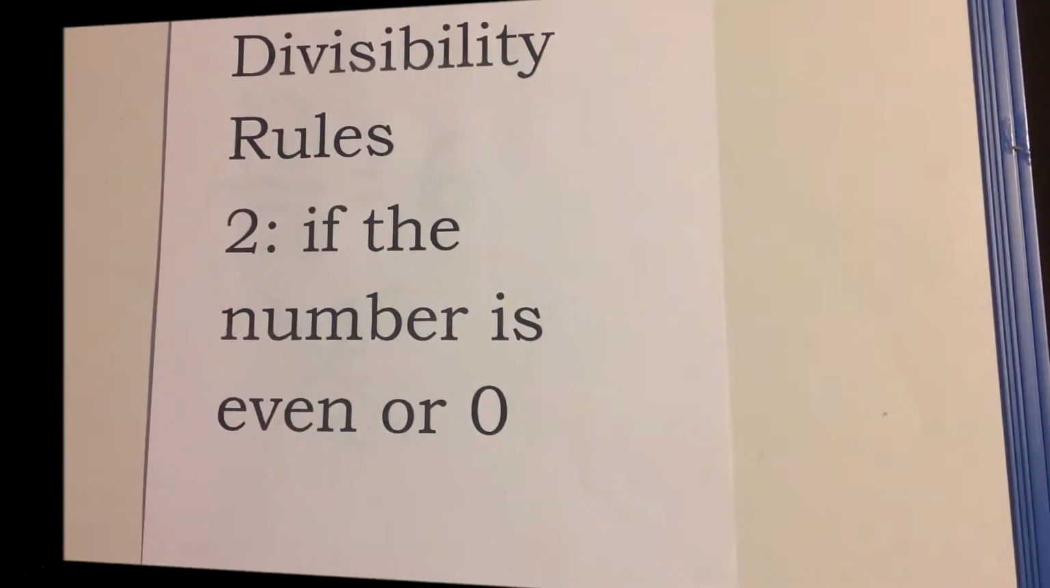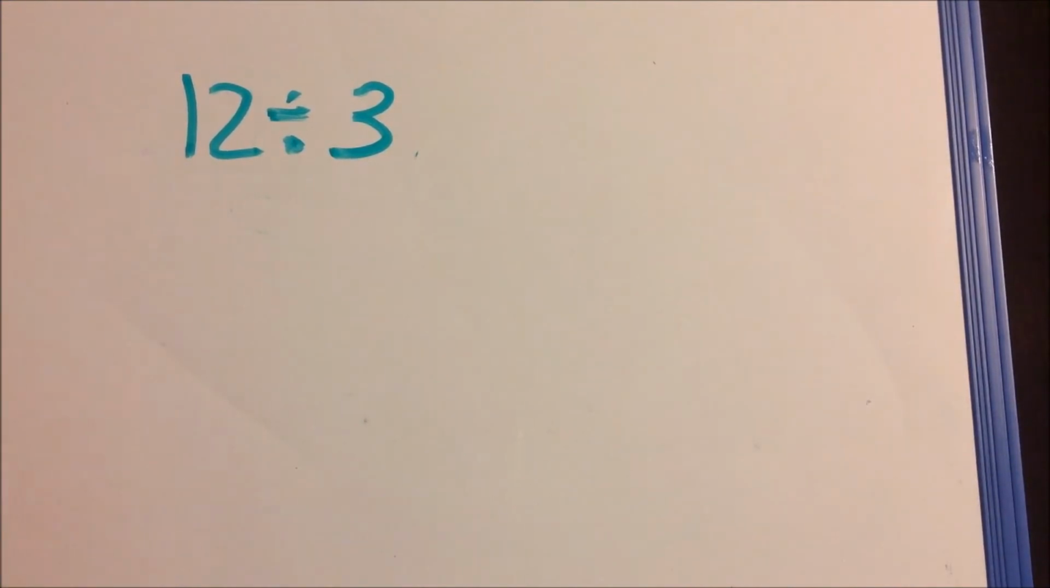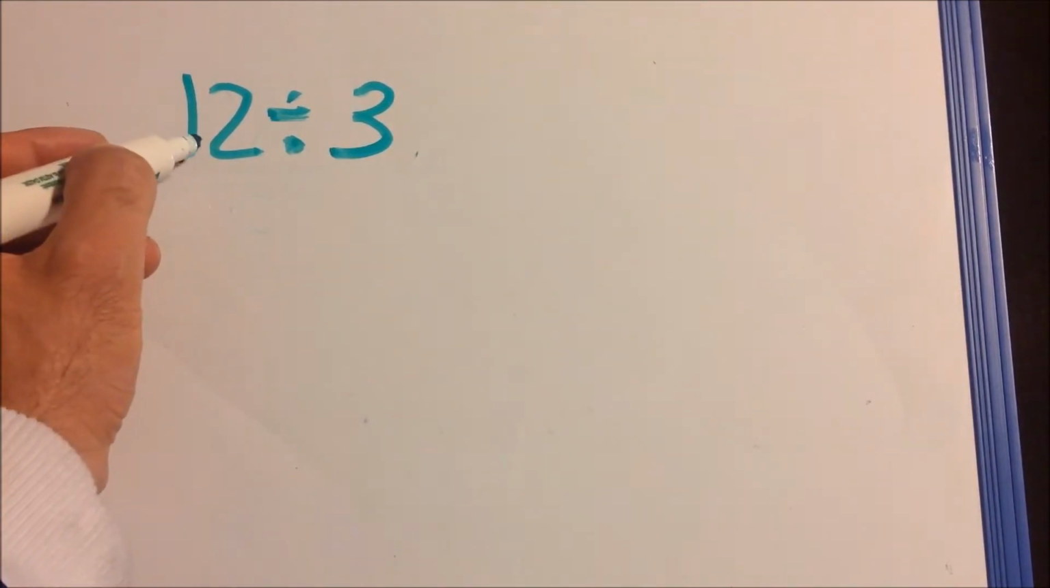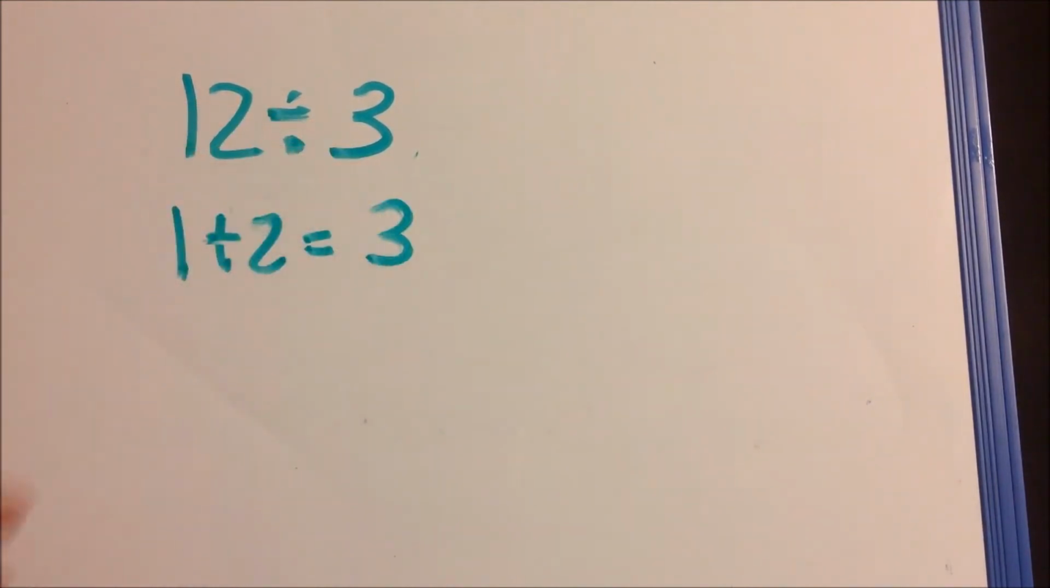Let's do one with 3. How do we know a number is divisible by 3? Let's say we have 12 divided by 3. We know that 3 goes into 12, so 12 is divisible by 3. There is a rule: you add up the sum of the digits. Here we have 12, so 1 plus 2 equals 3, and if 3 goes into that answer, we know the number is divisible by 3. So 12 is an easy one.